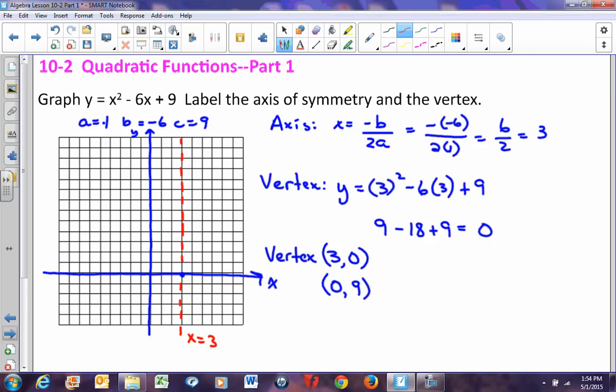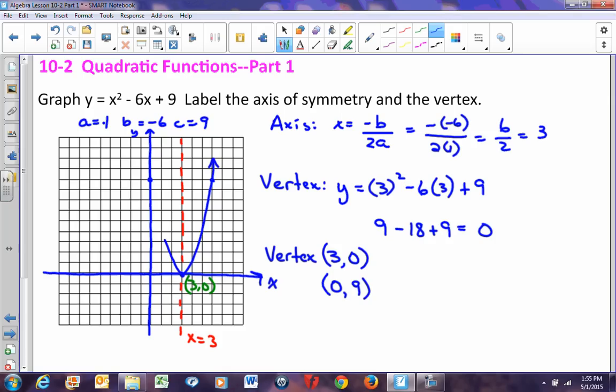So it told me to label the axis of symmetry and the vertex. My vertex is at 3, 0, so I'm going to label that point. And I'm going to graph 2 more points. I'm going to graph the point 0, 9. 1, 2, 3, 4, 5, 6, 7, 8. That's there. That happens to be 3 units to the left of the axis of symmetry. So now I'm going to graph its counterpart 3 units to the right of the axis of symmetry, which would be right there. And I can now draw my graph.